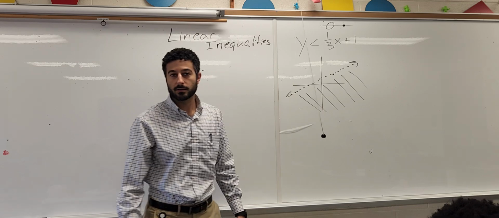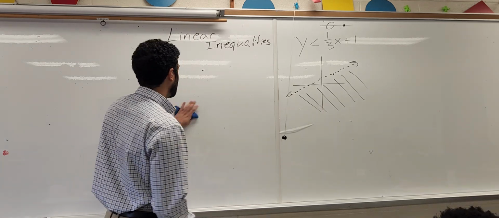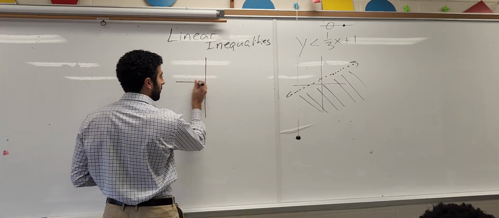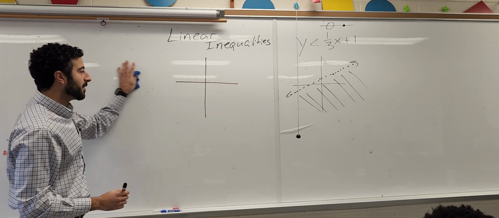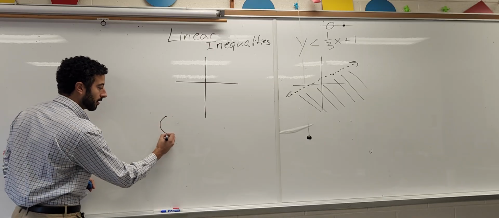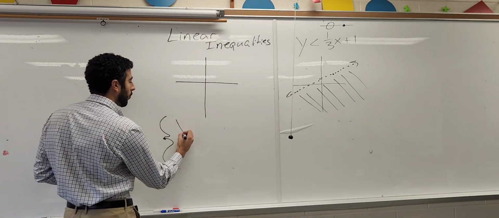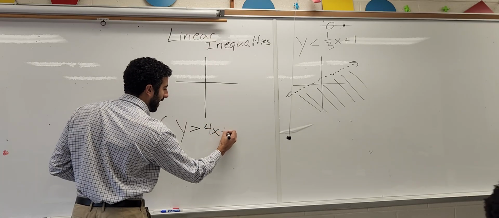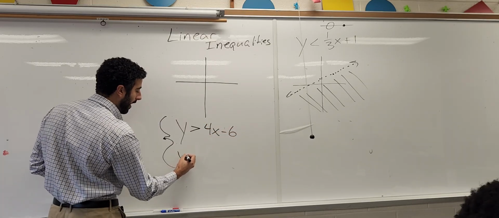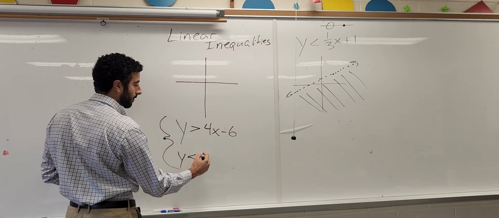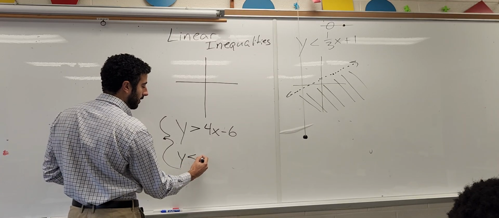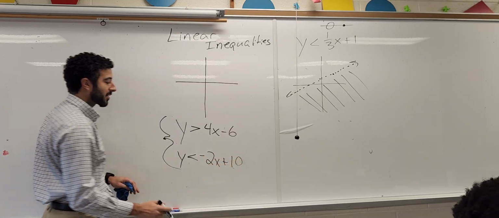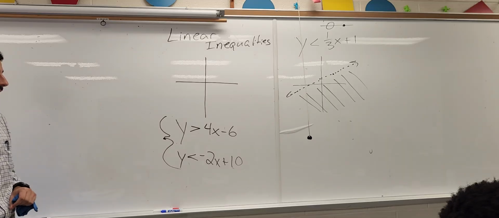Oh, you guys are really good at this. Okay, cool. Since that all makes sense, the final thing I have to teach you is when you have a system of inequalities, meaning you have two inequalities. y is greater than 4x minus 6, and y is less than -2x plus 10. I'm trying to make these equations a little far apart from each other and look very different.